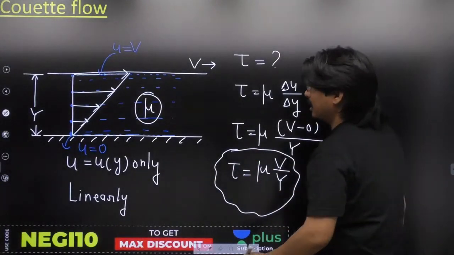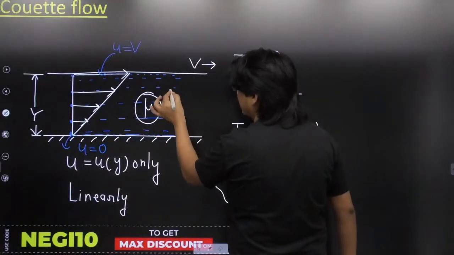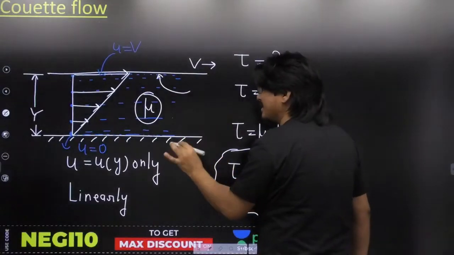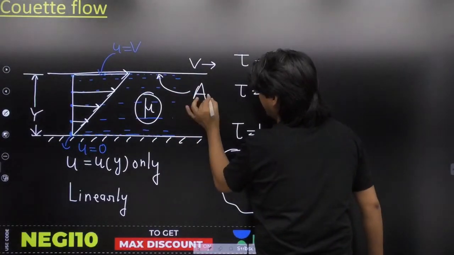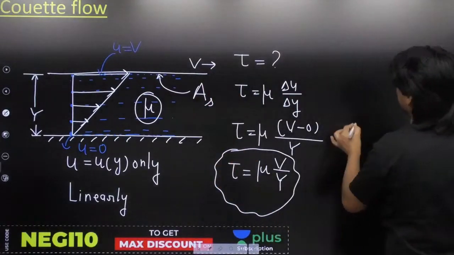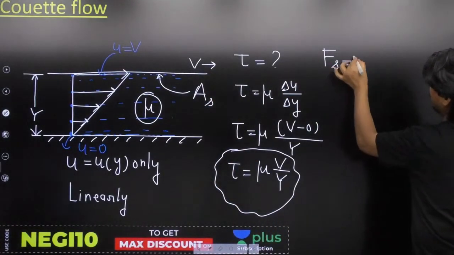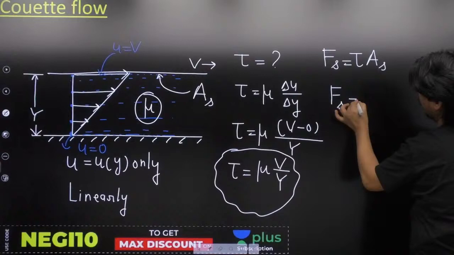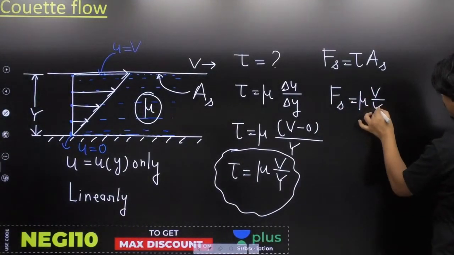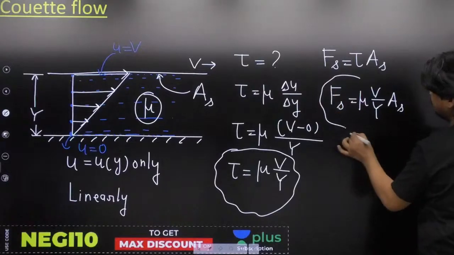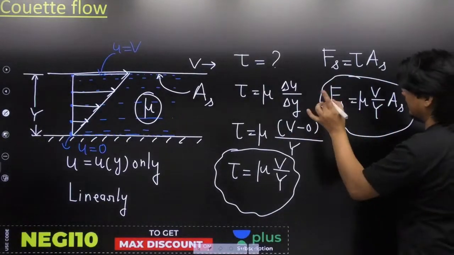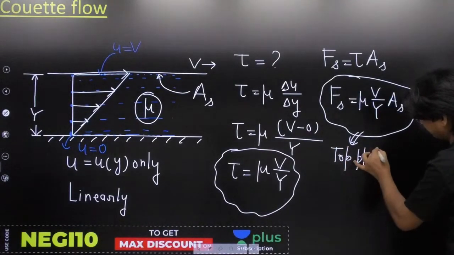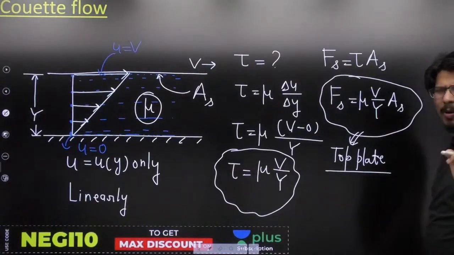Now let us suppose, I'm asking you one more question. Let me say the shear area, the area of the plate which is in touch with the liquid, is AS. Then what will be the formula of shear force? Shear force will be equal to shear stress into shear area. So shear force will be equal to mu capital V divided by capital Y into AS. This is the shear force acting on the top plate. I am talking about the top plate. Fine. I hope everyone is clear till here.